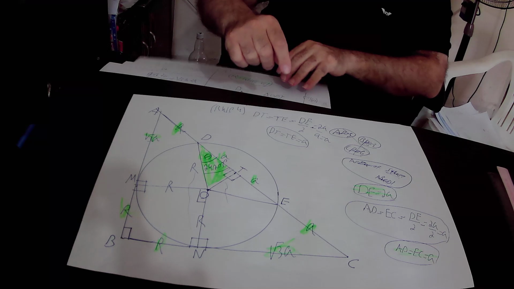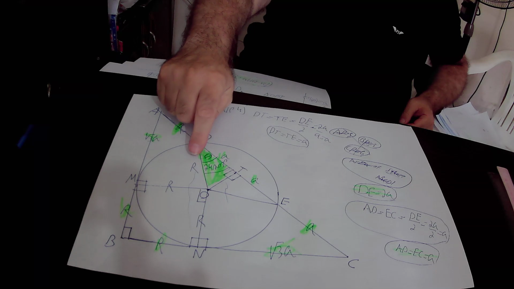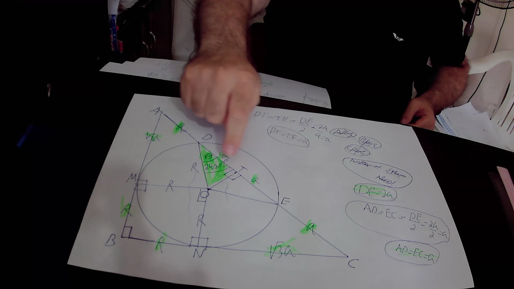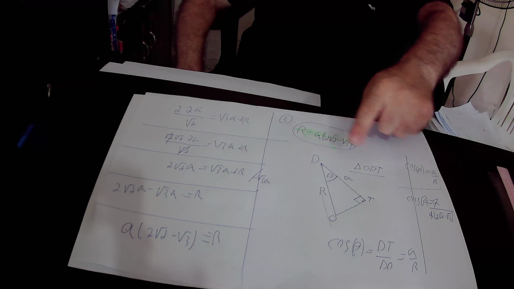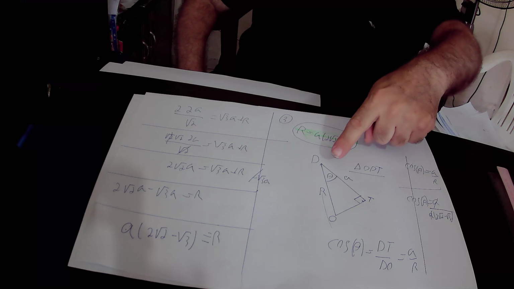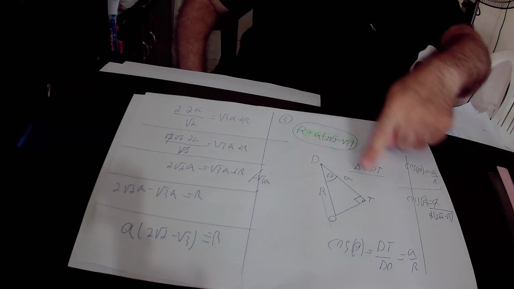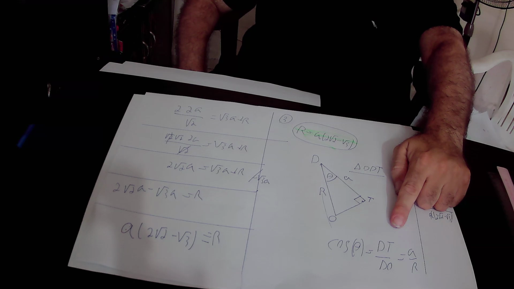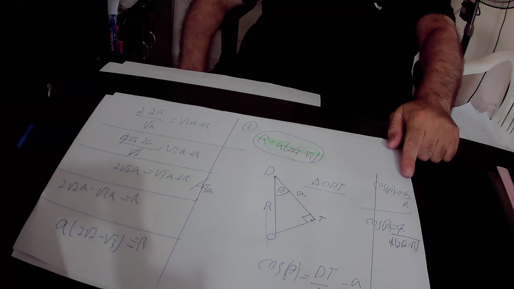Here, we know that point O is the center of the circle, point D is a point on the circle itself, therefore OD is the radius of the circle, that is equal to R. Then I copied the right triangle DOT from the original drawing onto this new page, and we analyze triangle DOT. In this triangle DOT, cosine theta equals DT over DO. DT equals A, DO equals R. So in conclusion, we found that cosine theta equals A over R.